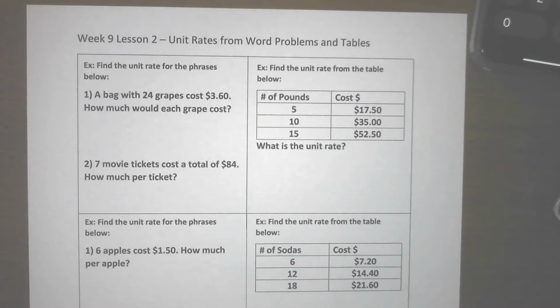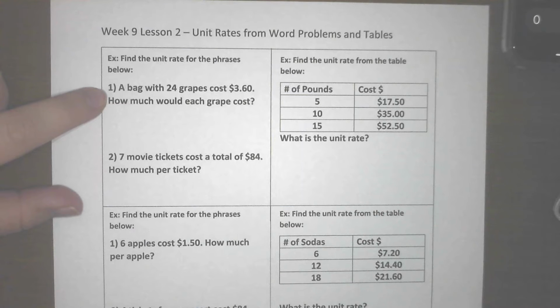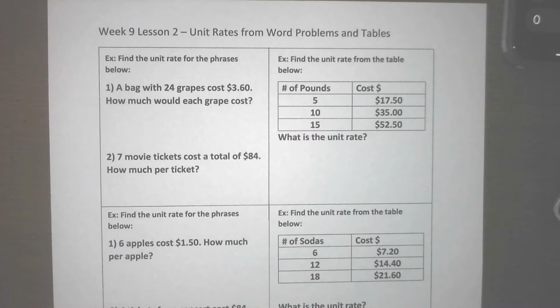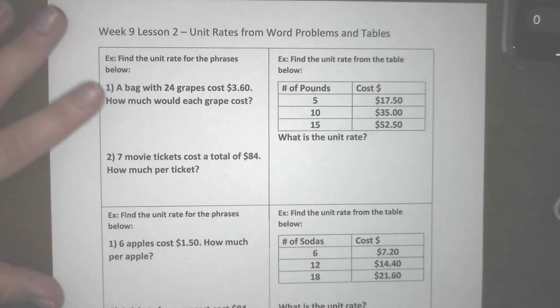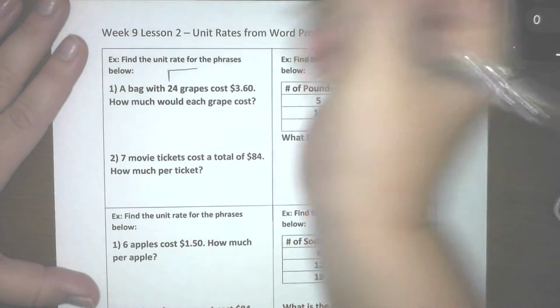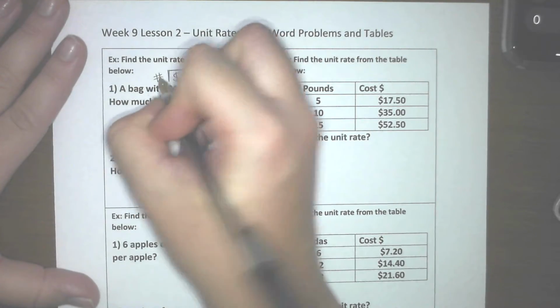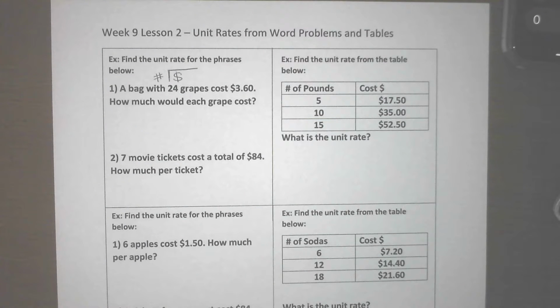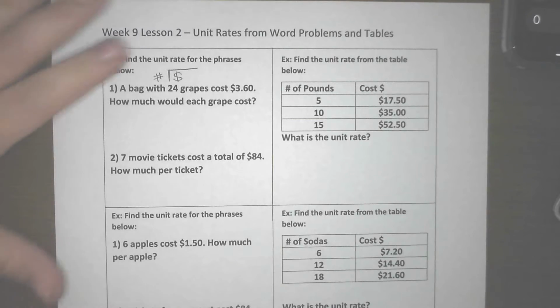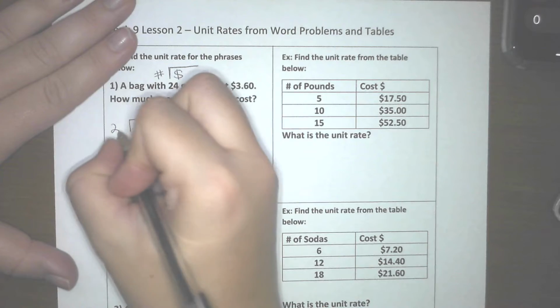So, for example, from this phrase here, a bag with 24 grapes costs $3.60. How much would each grape cost? That's really just the unit rate, okay? So a bag of 24 grapes costs $3.60. Remember, if you're dividing, the money goes inside and whatever the number is goes on the outside. So I'm going to do $3.60 divided by 24.